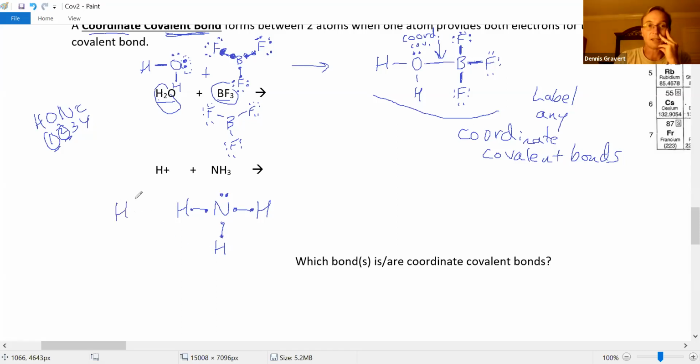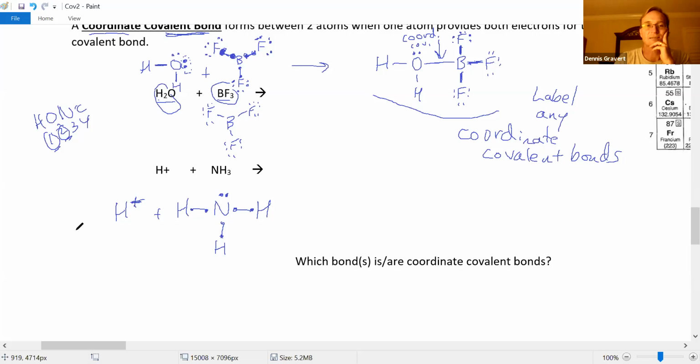H plus, how many electrons does it have? Trick question, right? Hydrogen only had 1 electron, but this cation lost that electron. This is a naked proton. No electrons, no dots. This doesn't have any electrons at all, none to share. Nitrogen has a lone pair.